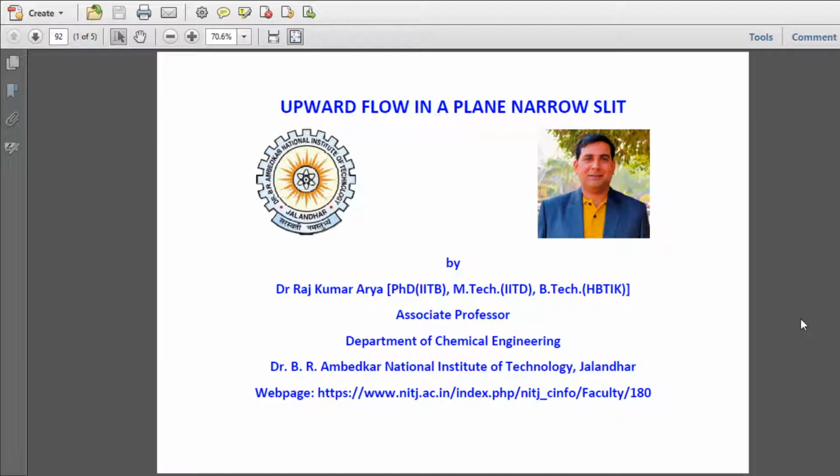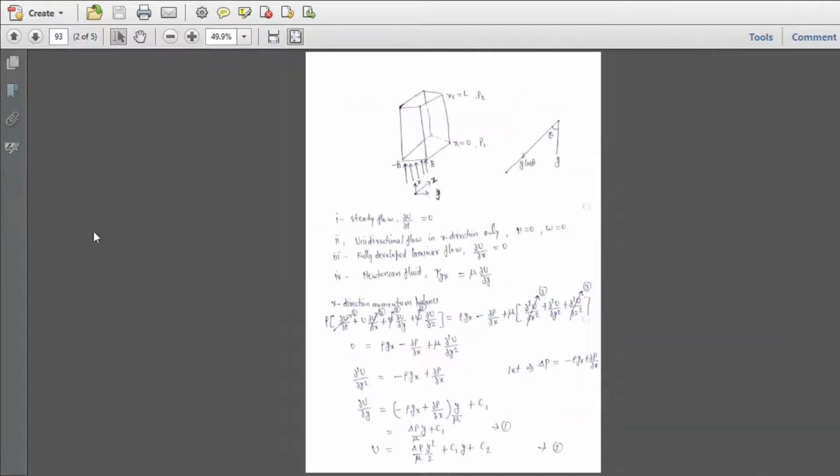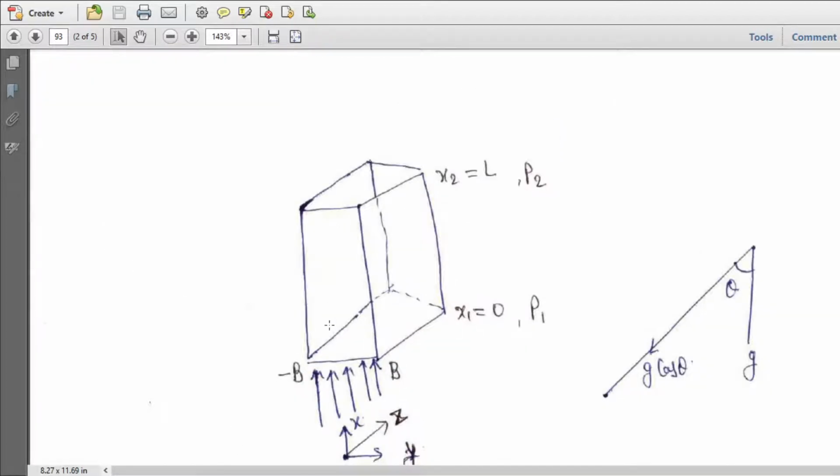Today I am going to explain the upward flow in a plane narrow slit. This is the narrow slit where the distance between the two plates is 2b, and the width is very large as compared to the distance between the two plates, and the length is again very large compared to the width. Flow is upwards by applying a pressure gradient.